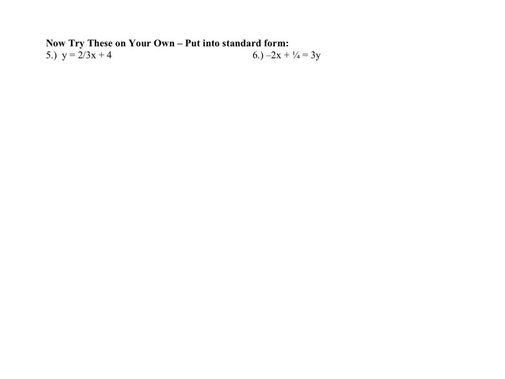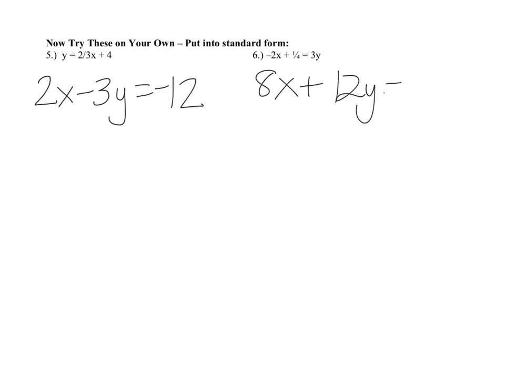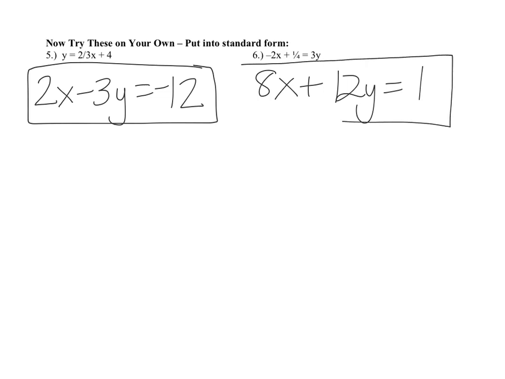So if you did this correctly, you should have gotten, for number 5, 2x minus 3y equals negative 12. And for number 6, you should have gotten 8x plus 12y equals 1. If you got both of those correct, then go ahead and fast forward the video just a little bit until you get to my explanation again on how to use standard form on x and y intercepts. If you didn't get these correct, then tune in and I'm going to explain them right now.